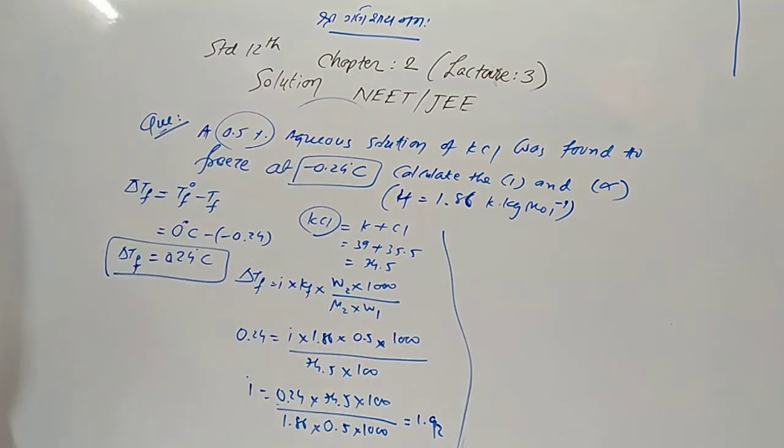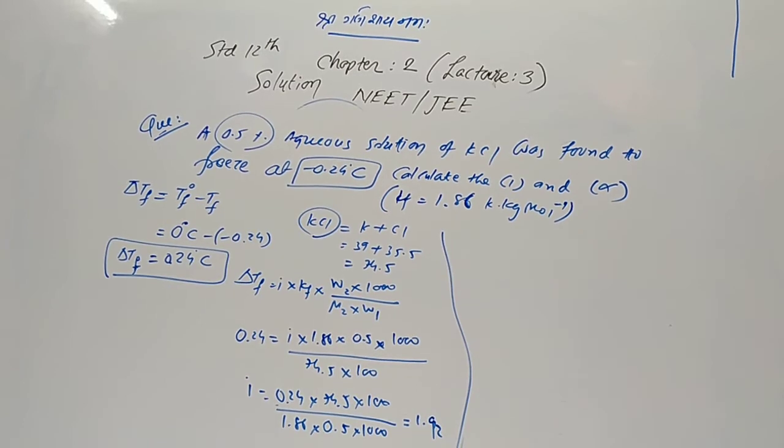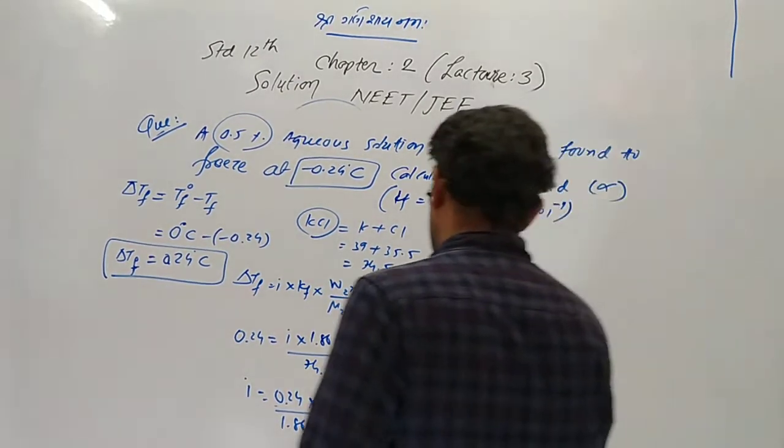One answer, did you get it? 1.92. Did you see, children, i is here 1.92. Clear? Now what about alpha?